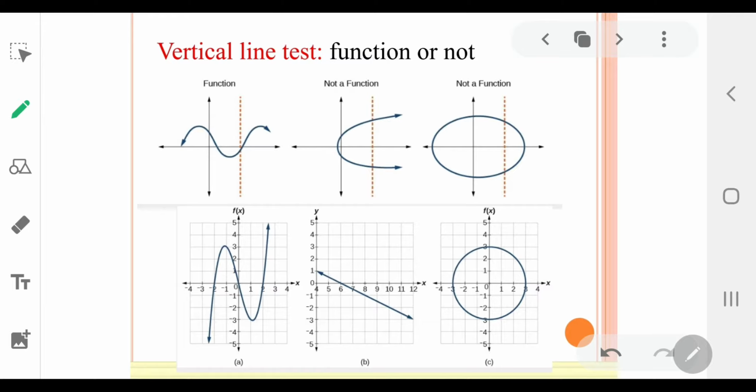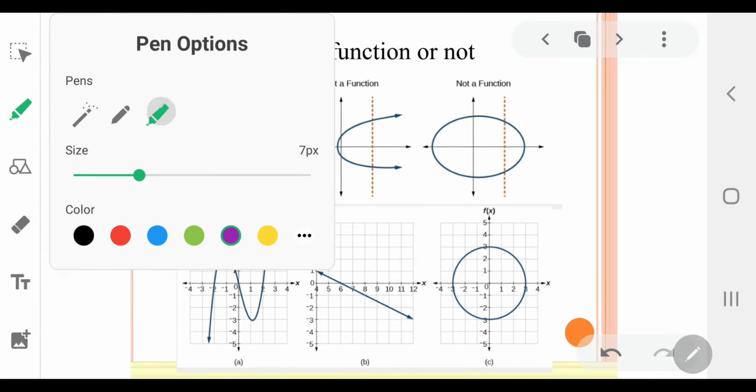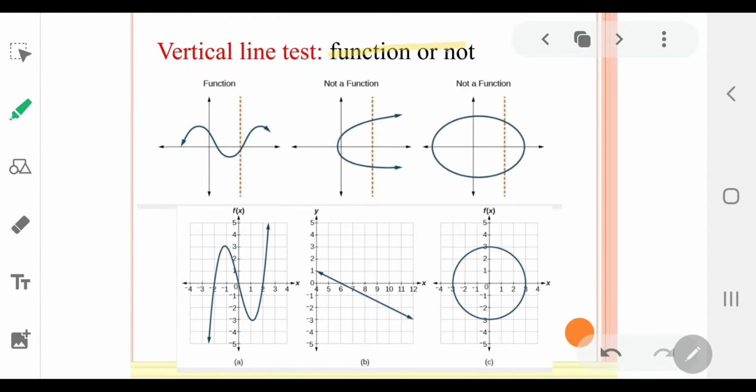Now let's recall an old concept which you have studied earlier when we studied the functions. This concept is called the vertical line test. And what is this test used for? This test is used for determining whether the given graph is representing a function or not. Again, this vertical line test is used to determine whether the given graph is representing a function or not.